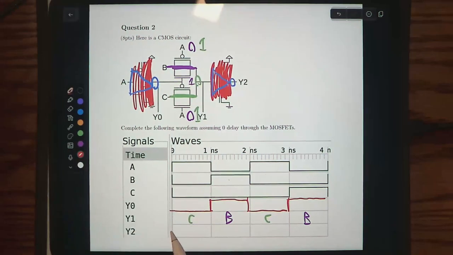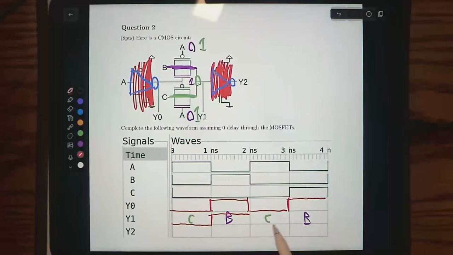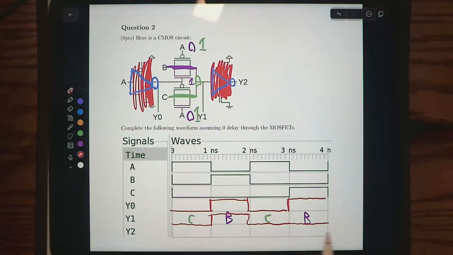What is the current value of C? 0, okay. What is the current value of B now? 1, okay. What is the new value of C? 0. What is the new value of B? 0. Okay, good. So it passes through only the one that we are turning on, and it looks like B is the only time that we have a 1 in the sequence. And then finally, Y2 is just an inverter, so it will be exactly opposite of Y1. So now it will be this.